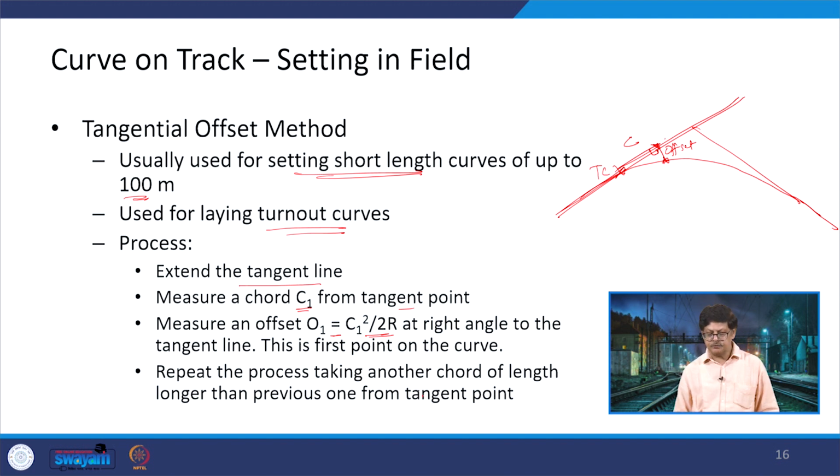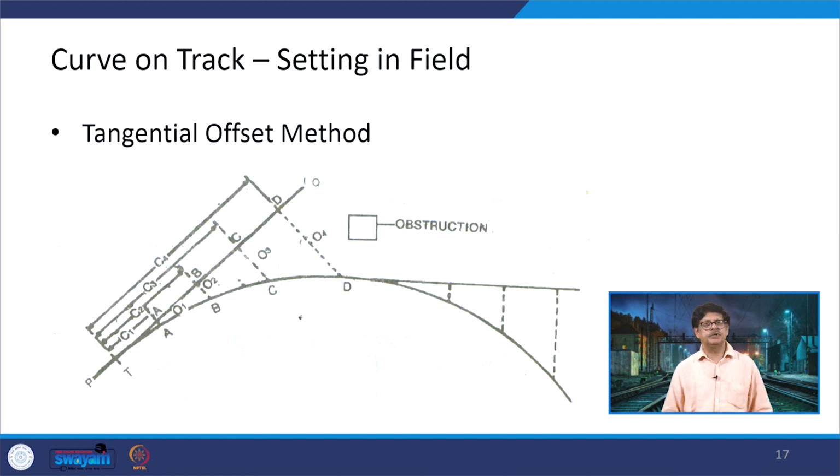Now, we can repeat the process. We can take another chord length, measure the distance from here, and then we get another point at 90 degrees by considering the offset. So, this is what is being shown here. You have the curve, and this is the tangent point. From this tangent point, the first distance is taken as C1, the offset O1 is calculated, and then we get the point A. Then again we move along the tangent and come to the point at chord length C2, and there the offset O2 is calculated. Then we go 90 degrees to that tangent and get point B, and similarly C and D.